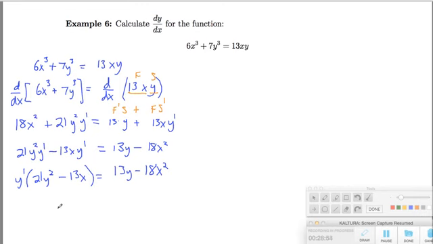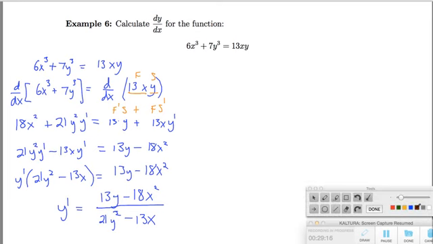Final step to solve for y prime, do the division. 13y minus 18x squared divided by 21y squared minus 13x. And that's our answer. That's the derivative. That's our dy dx.